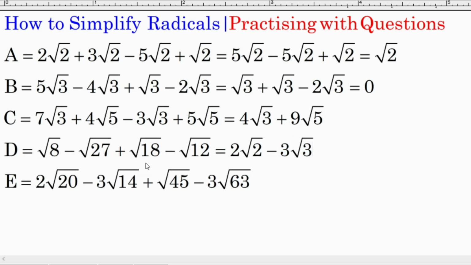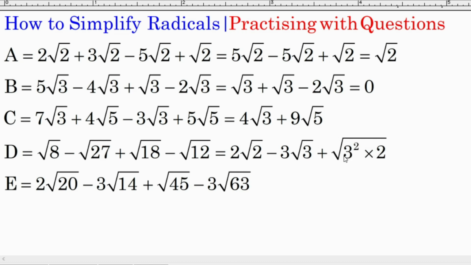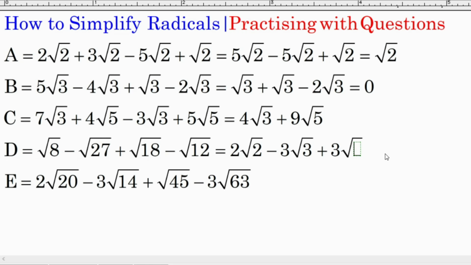Okay, and then plus the square root of 18. The square root of 18 could be written as the square root of 9 times 2. And 9 is equal to 3 squared. The 3 squared here could be simplified with the square root. So we can write this one as equal to 3 square root of 2.